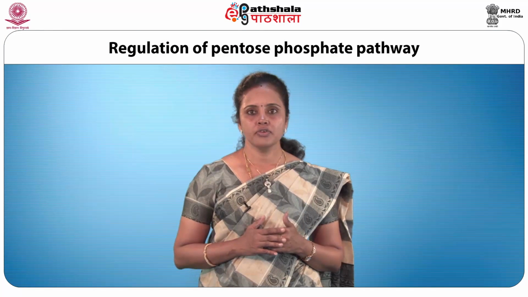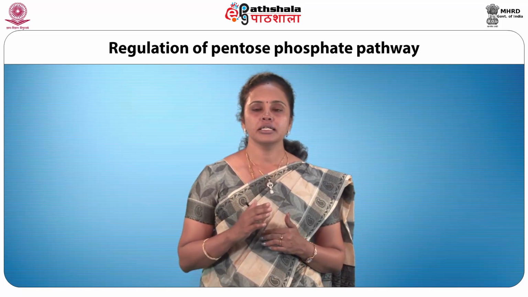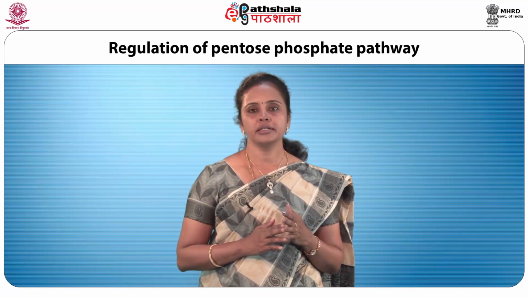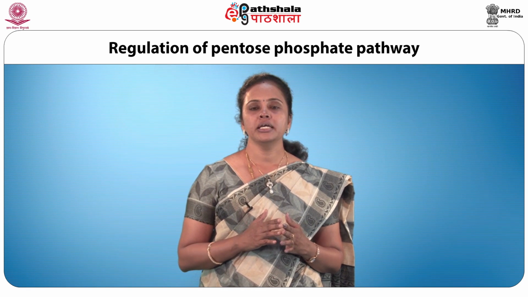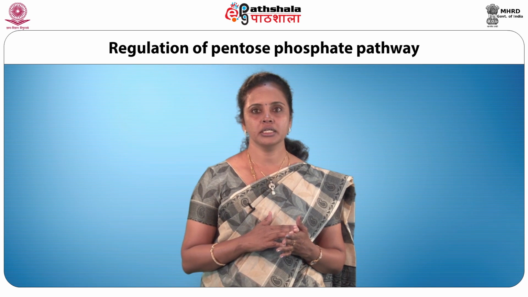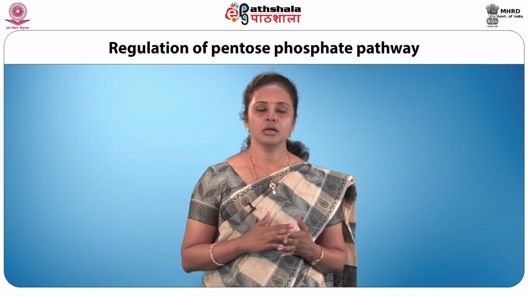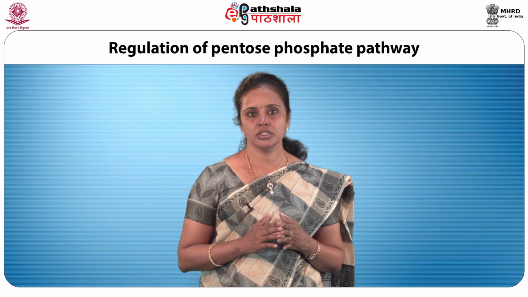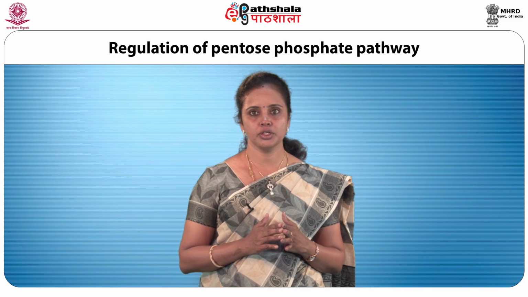The entry of glucose 6-phosphate into the pentose phosphate pathway is controlled by the cellular concentration of NADPH. Now, this NADPH is a strong inhibitor of glucose 6-phosphate dehydrogenase. So, whenever the NADPH level goes down, the inhibition is relieved and the enzyme is accelerated to produce more NADPH. The synthesis of glucose 6-phosphate dehydrogenase is induced by an increased insulin to glucagon ratio after a high carbohydrate meal.